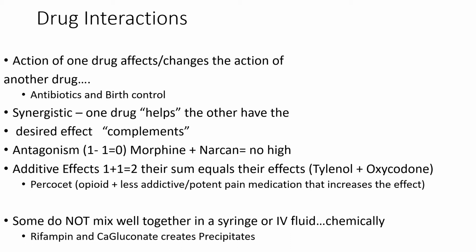So I want to give you an example. So let's say we have a patient who has hypertension, high blood pressure, and we want to give them a combination medication. So we give them a beta blocker, which will slow the heart rate, and then we also give them a diuretic to reduce that fluid accumulation in the body. So that's going to be a synergistic combination.